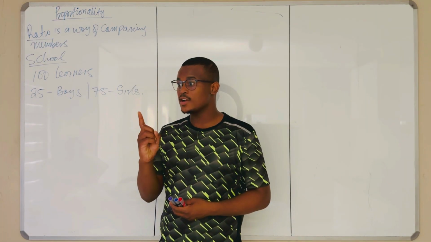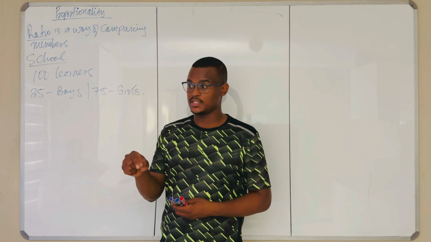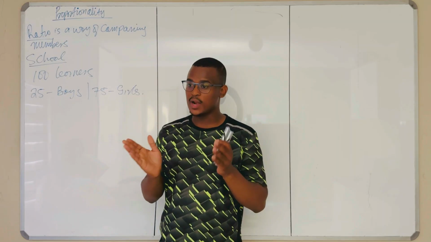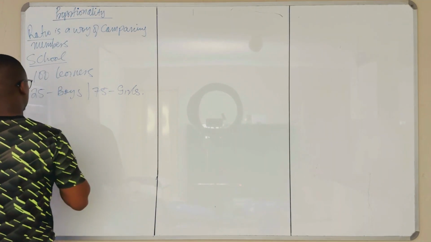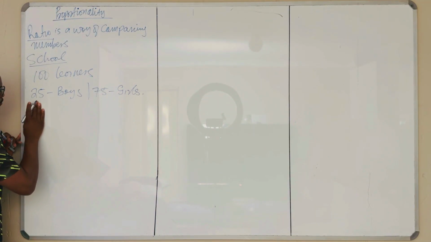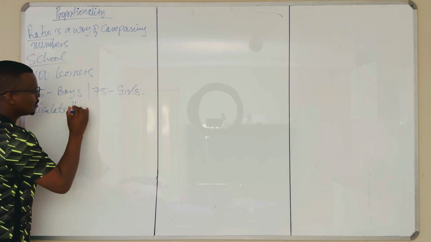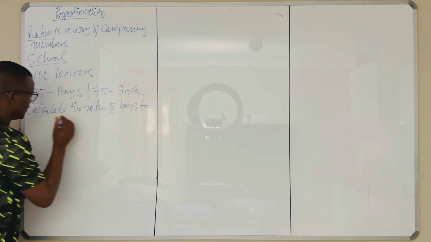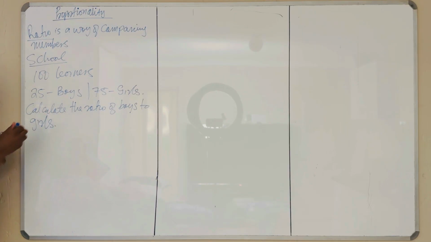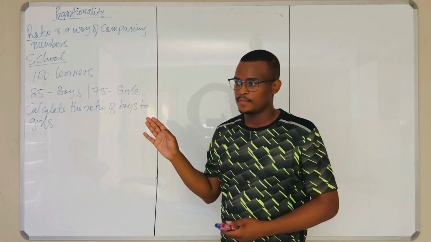So that is very important. The order is important. I'm asking the ratio of boys to girls, not the ratio of girls to boys. So the order matters. Which one are you asking relative to the other? So what I'm asking here is, calculate the ratio of boys to girls. So the order is important. You start with the boys and then the girls. So if you're looking for the ratio, it must be following such an order, right?